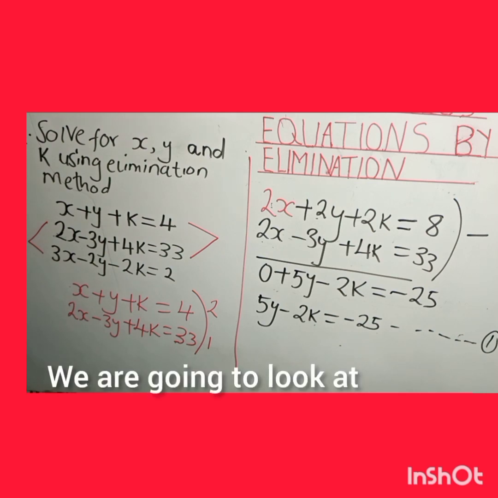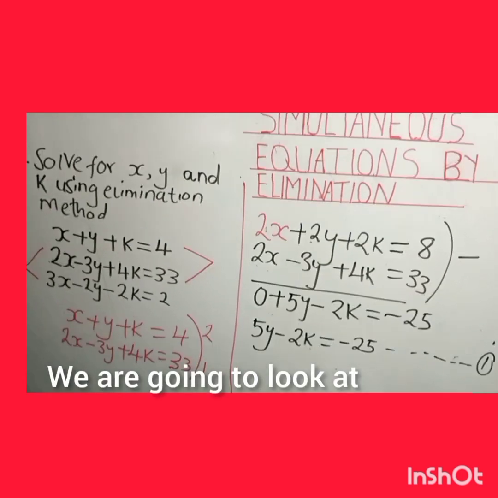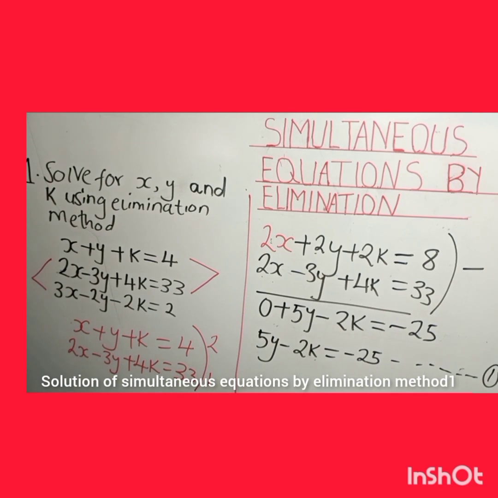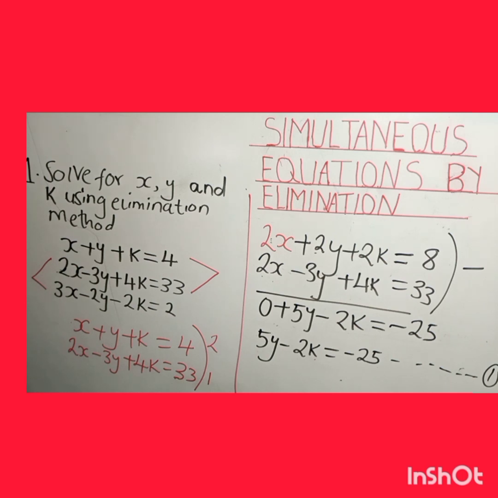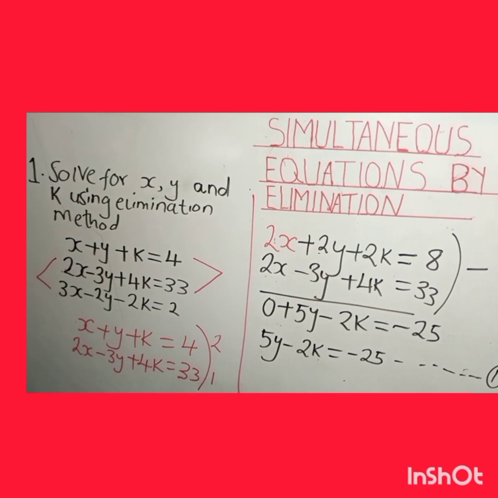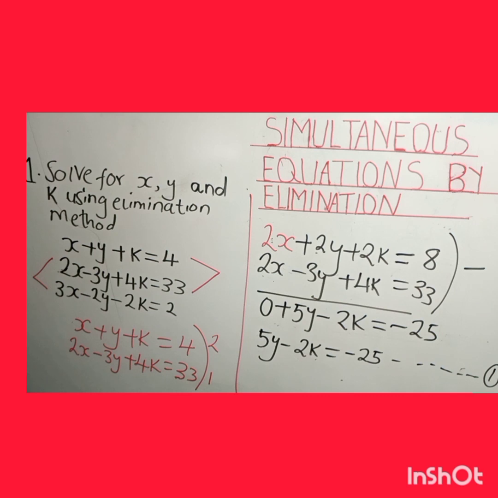Today we are going to look at the solution of simultaneous equations by the elimination method, and I'm going to explain this one with an example. In the example, we are told to solve for x, y and k using the elimination method. Given three equations with three unknowns, how do we solve this using elimination?